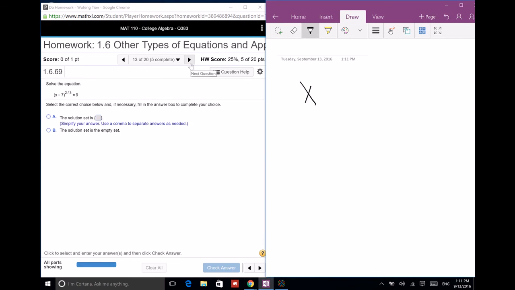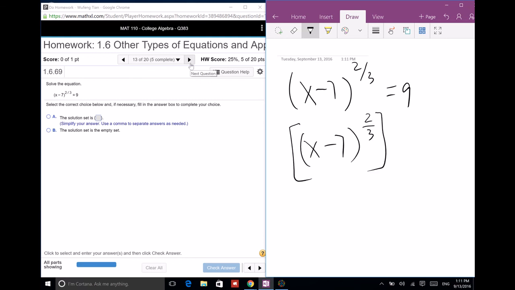This one is x minus 7 raised to the power 2/3 equals 9. You want to get rid of the 2/3 power. So you want to raise both sides to the 3/2 power, because they can cancel out. If you do the 3/2 power to the left side, you have to do the same thing on the other side, the 3/2 power to 9. And this one goes away. You know that the 2 and 2 cancel out, 3 and 3 cancel out. So just x minus 7 remains.